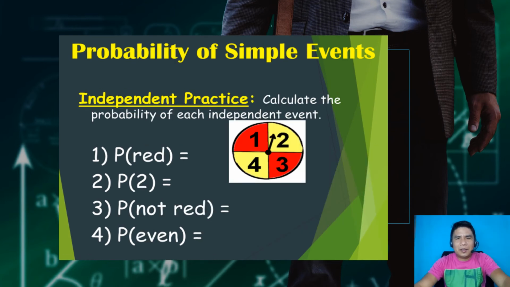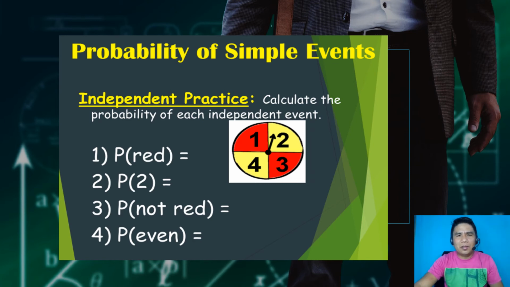We have another guided practice here. Calculate the probability of each independent event here. What is the probability that it would be a red? There are 2 reds and there are 2 yellows. So therefore, it's 2 over 4. In other words, it's a 50% probability.